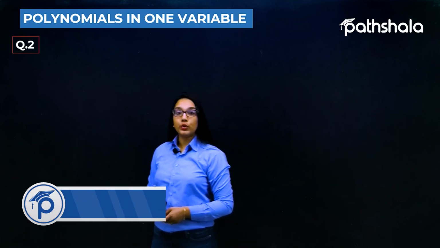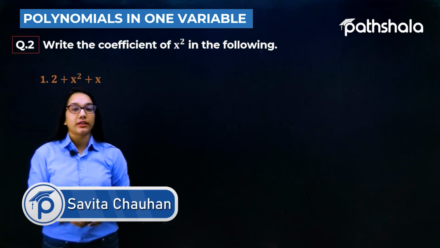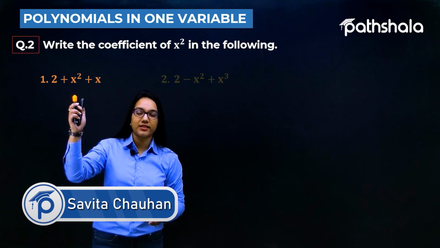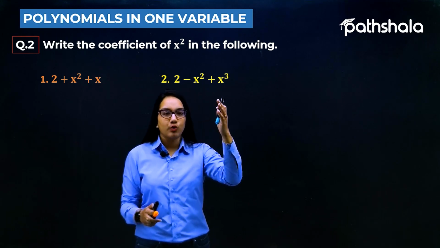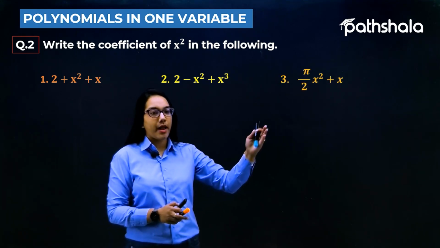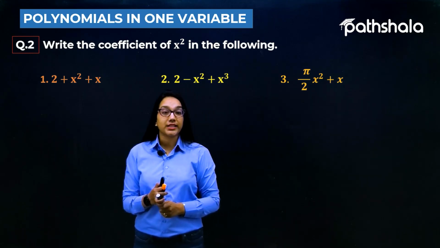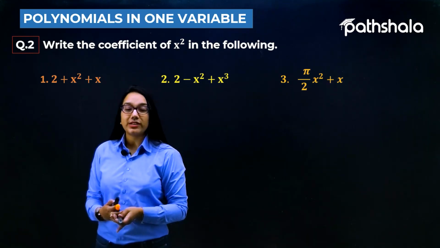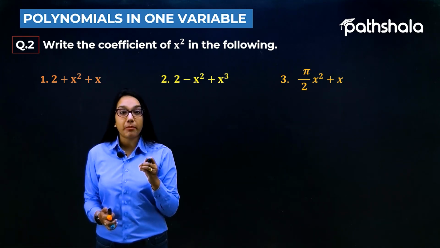So question number 2 says: write the coefficient of x square in the following. The parts are: the very first is 2 plus x square plus x, the second is 2 minus x square plus x cube, and the third part is pi by 2 x square plus x. So we have to find the coefficient of x square. It means the constant which is with the variable x to the power 2.